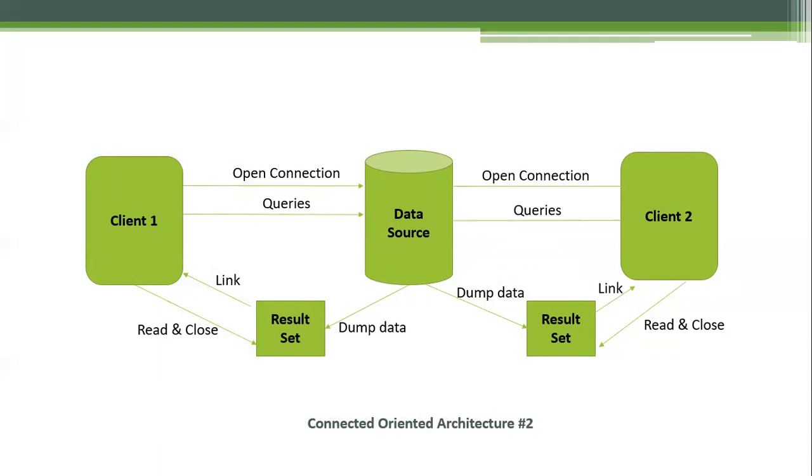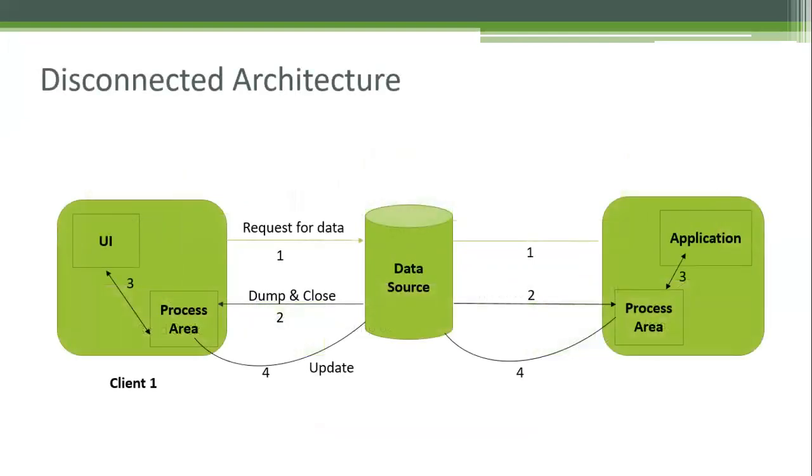We are maintaining the connection until we read the data, and we are dumping the data in the server place. So if the number of connections increases, like if a large number of connections are made to the database server, there will be a performance issue. To avoid this, we go for a disconnected architecture.